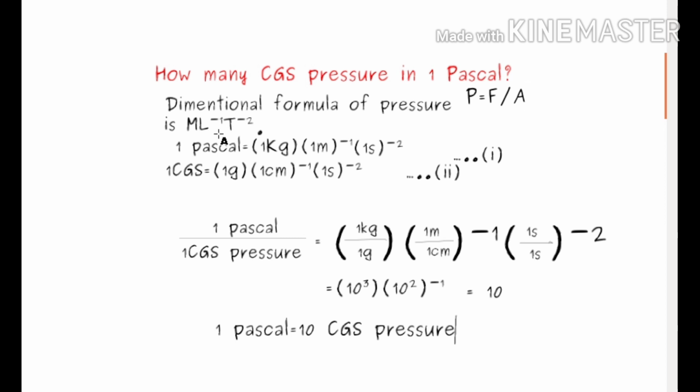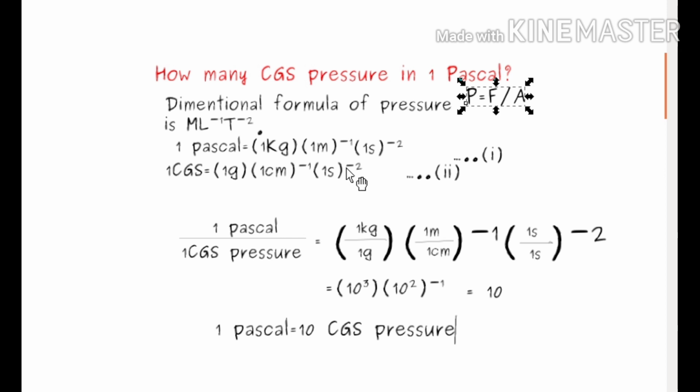Now, Pascal is an SI quantity. So in the place of M you will use kg, that is 1 kg. In place of L we use length in meters, and in place of T you will use seconds. So this is the unit expressed in terms of the fundamental quantities. And for CGS, meaning centimeter, gram, second, here you can see we use centimeter, gram and second.